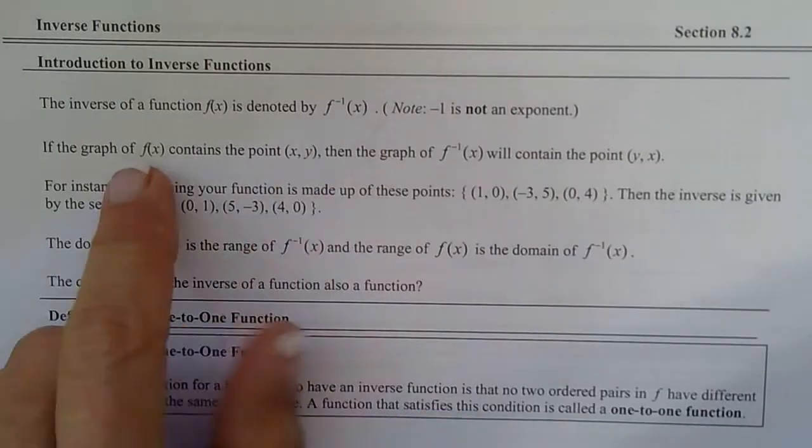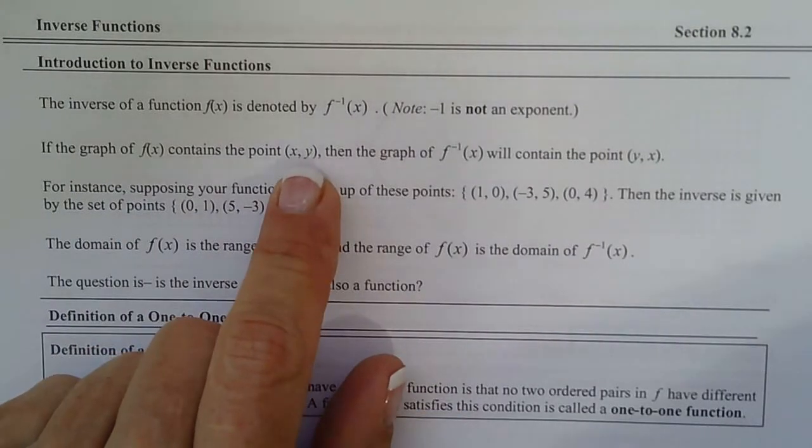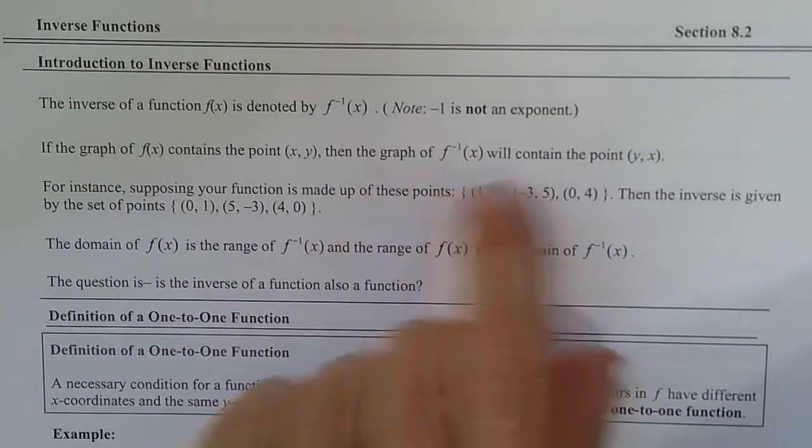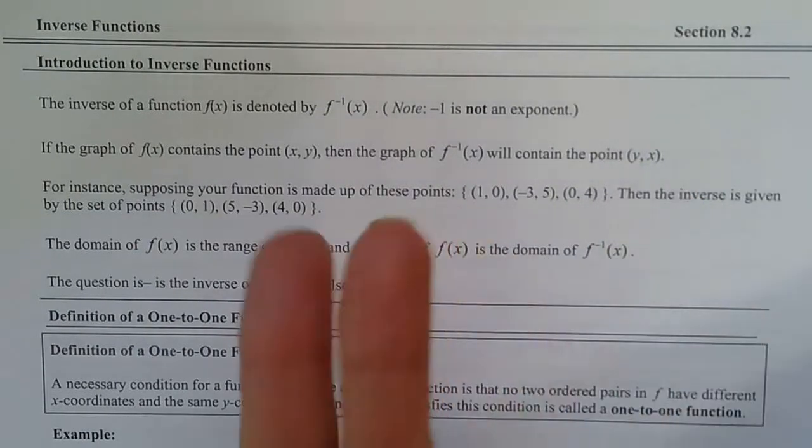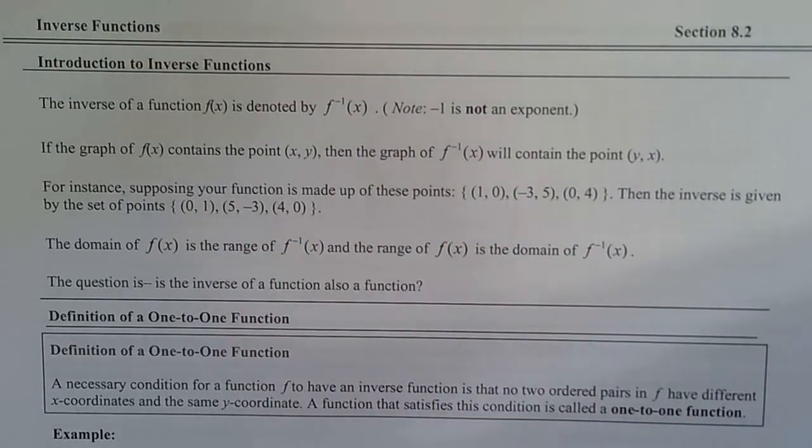If the graph of f of x contains a point x, y, since the other one's its opposite, the inverse contains a point y, x. So we switch the x and y around, and that's actually the definition of an inverse. How to find it is you interchange the x and y.